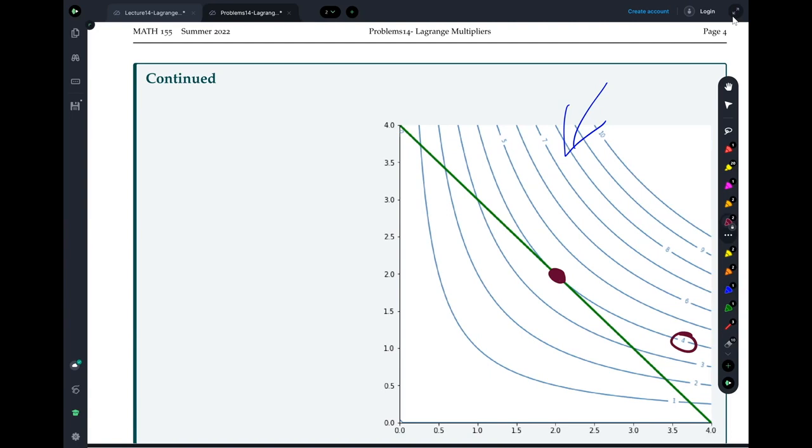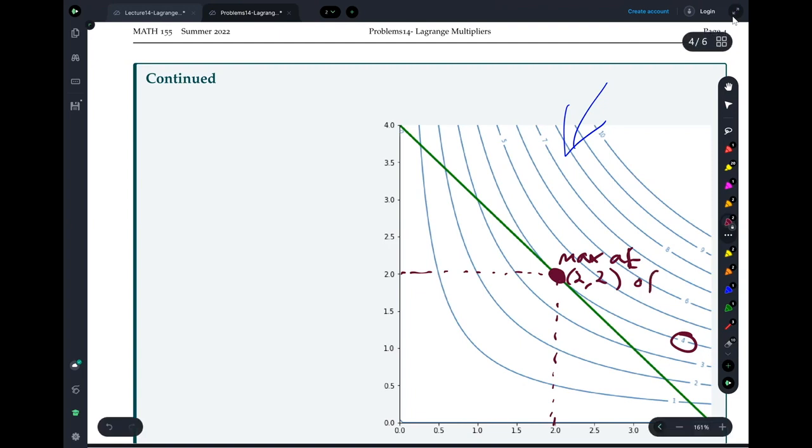So we can see that this is a max at (2, 2). We see it's at (2, 2) because we can check off these values here. And it has a value of 4. That's it.